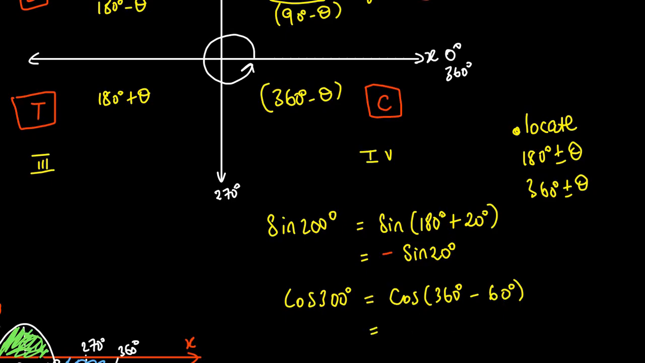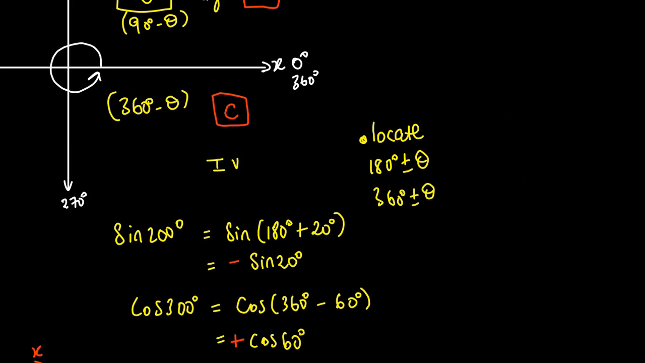Then my answer is simply going to be cos of that acute angle, which is 60 degrees. But then I must decide whether the answer must be positive or negative. For that, I look at the symbol in that quadrant. It's C, which means that cos is positive in there. That's why I'm going to put plus there. You get me? I hope this is becoming clear to people.